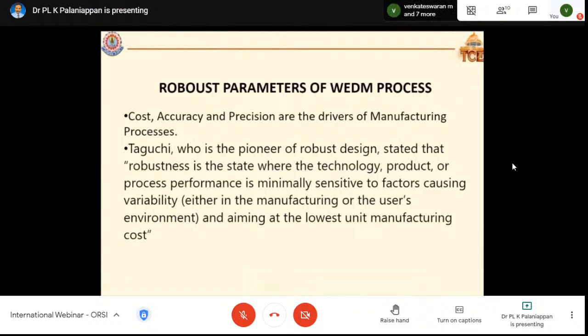One part is over. Let us come to the second part: the robust parameters for the wire EDM process. We all very well know cost, accuracy, and precision are the drivers of the manufacturing process. Taguchi introduced robust design, and he mentioned that robustness is the state where the technology, product, or process performance is minimally sensitive to factors causing variability.